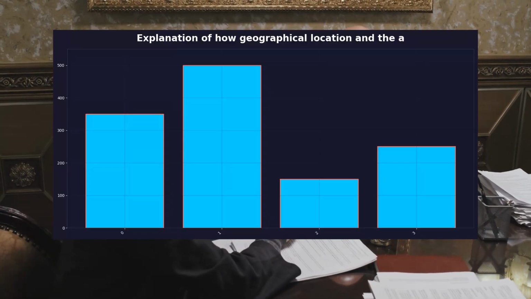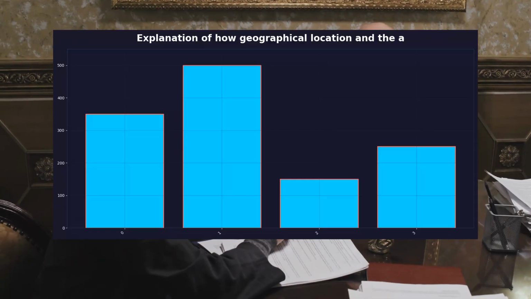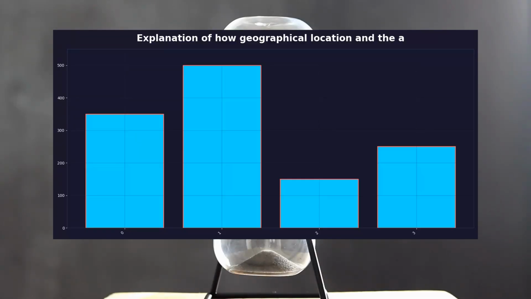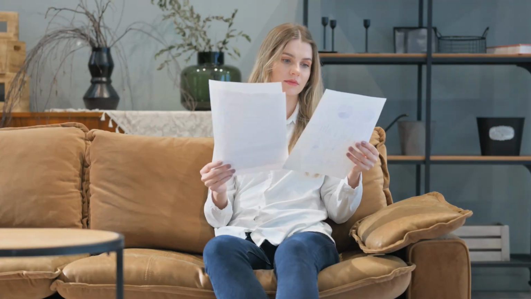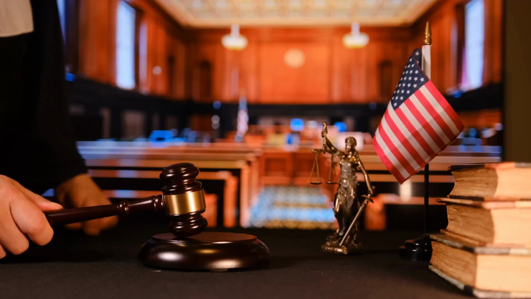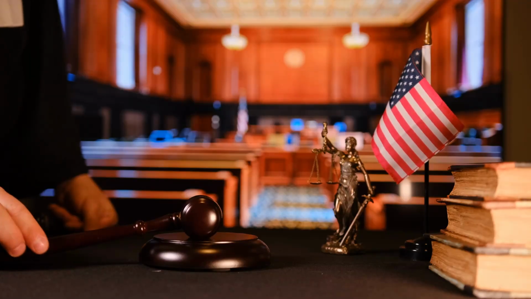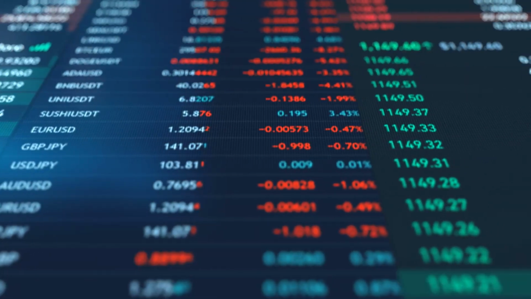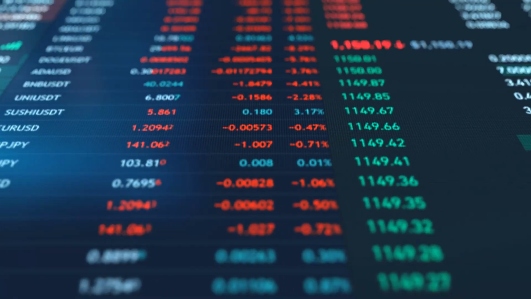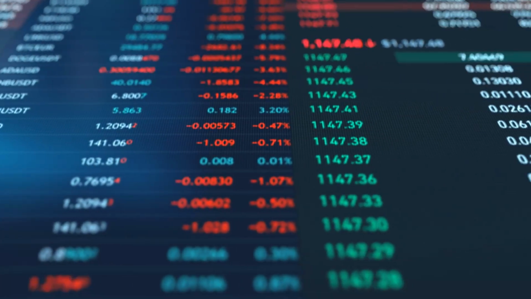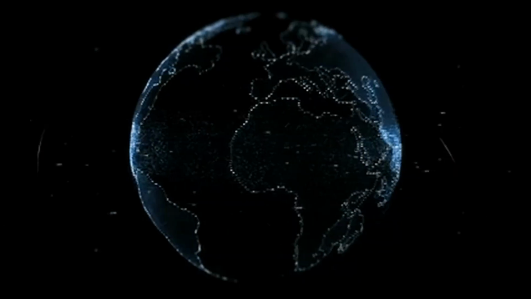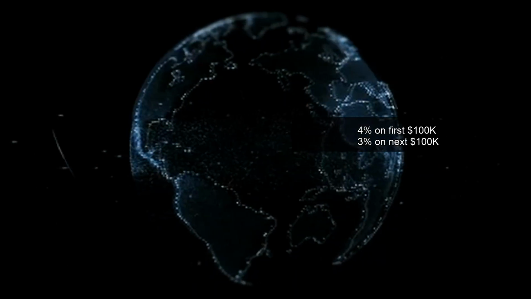Next is the experience level of the attorney. A seasoned probate lawyer charges a higher rate than a junior attorney, though their expertise might resolve issues faster. Whether the probate is contested or uncontested makes a massive difference. A harmonious family process is straightforward, but family disputes or contested wills lead to expensive courtroom battles. Finally, state laws dictate fee structures, with some allowing a statutory percentage of the estate's value, while others mandate reasonable flat or hourly rates.